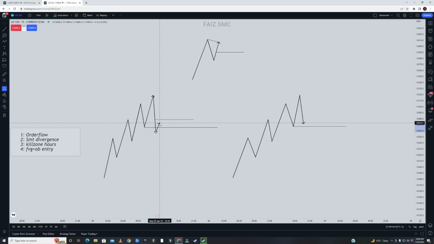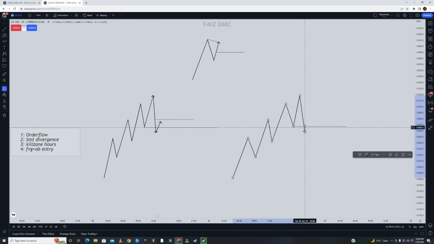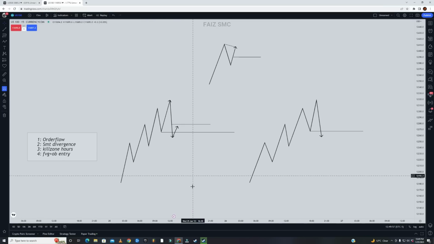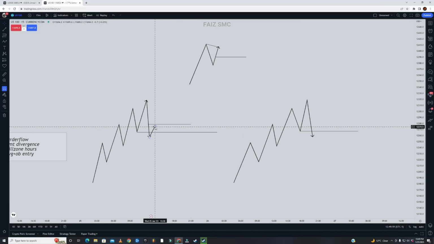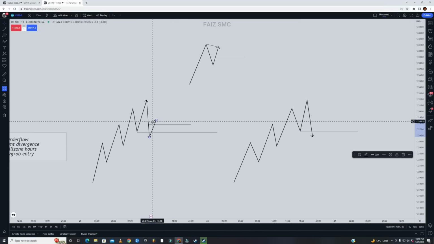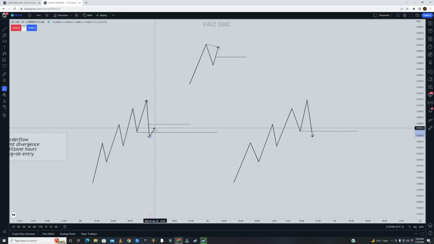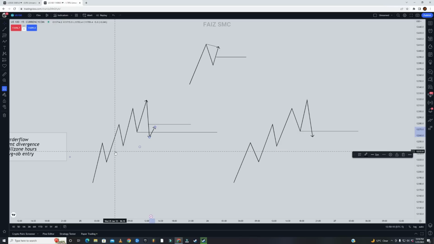However, if price is somewhere around here and it hasn't shifted the market structure, and NAS goes ahead and sweeps out this low, then that SMT setup becomes invalid. Why? Because we did not have a market structure shift. So that is very, very important, guys. Repeat, please rewind back if you didn't understand what I said and watch it again.